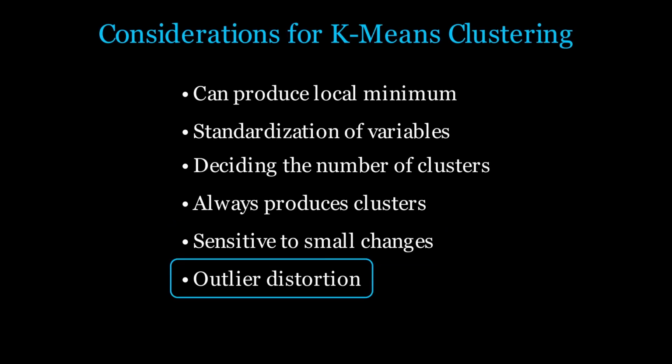Finally, clustering forces every observation into a group, which can cause distortion when outliers are present. Mixture models offer a more flexible alternative because they allow points to belong to multiple clusters to varying degrees.